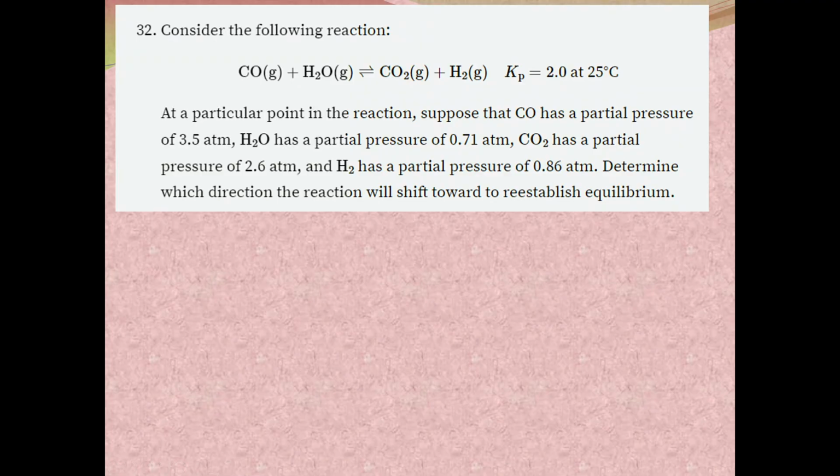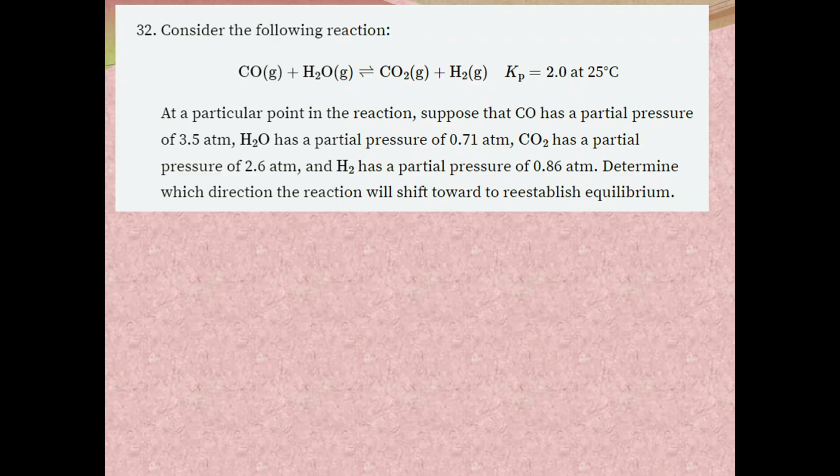So it gives me a K sub P, and it gives me a series of partial pressures. This container now has 3.5 atmospheres of CO, 0.71 atmospheres of H2O, 2.6 atmospheres of CO2, and 0.86 atmospheres of H2. Now, looking at those numbers, I can't make a guess. I suppose I could guess that 3.5 plus 0.71 is 4.2, 2.6 plus 0.86 is 3.5, and maybe it's going to go forward because the pressure is lower on the product side. But with all these numbers, it's hard for me to tell what's going to go on.